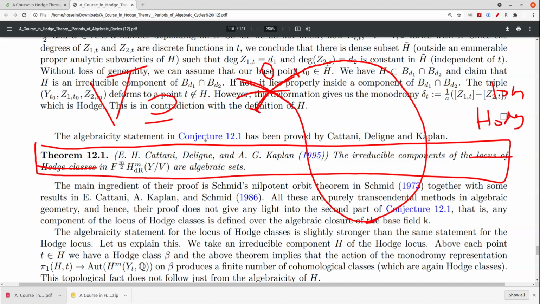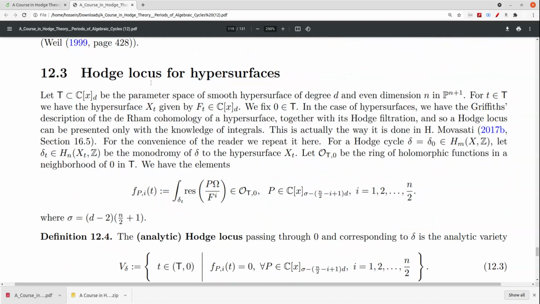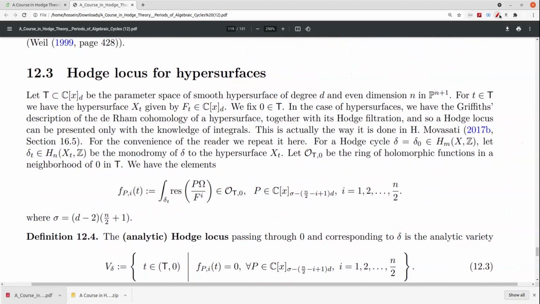But in this talk, we will not talk about this theorem of Cattani-Deligne-Kaplan, which originally was proved as a consequence of the Hodge conjecture, and they were able to prove it without assuming the Hodge conjecture. So I have to say that our goal is to compute the Zariski tangent space of the Hodge locus. So remember that this was an analytic scheme. So this tangent space refers to V delta not just as an analytic variety but as an analytic scheme.